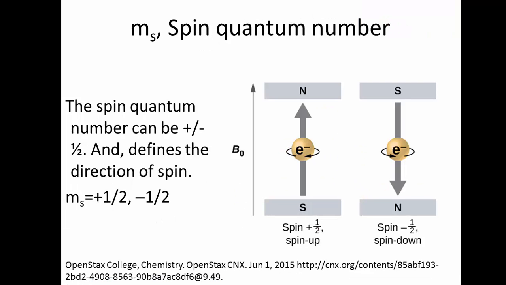The fourth quantum number is m sub s, the spin quantum number. And this defines the direction of the electron spinning. So electrons are a charged particle, and when they spin, they create a magnetic field perpendicular to the direction that they're spinning. So if they're spinning one direction, they'll point up, and if they're spinning the opposite direction, they'll point down. So we call this spin up and spin down. It's just referring to the direction that our electrons are spinning.